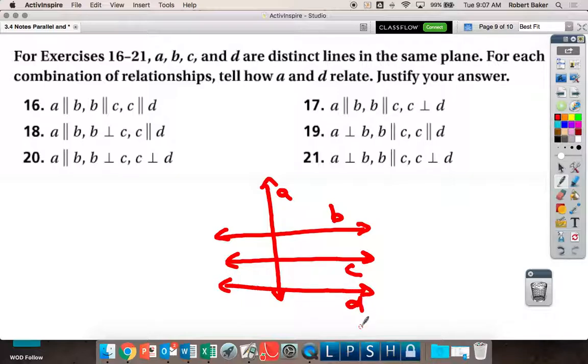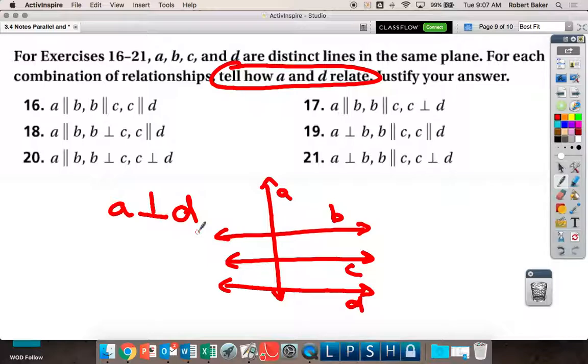What do you know about A and D? Look at A. Look at D. Are they parallel or perpendicular? A is perpendicular to D. That's your answer. Does that seem like rocket science to you guys? All right, you can just make some small mistakes by drawing them incorrectly.